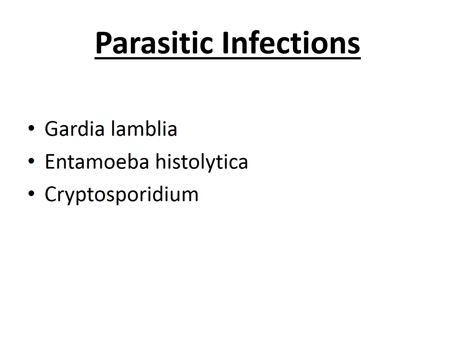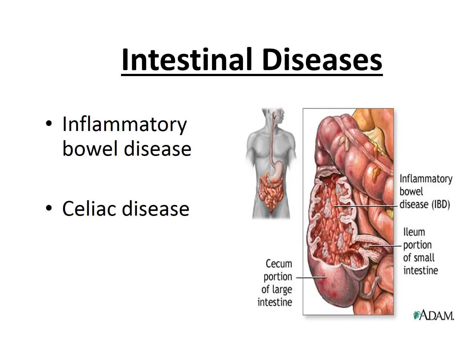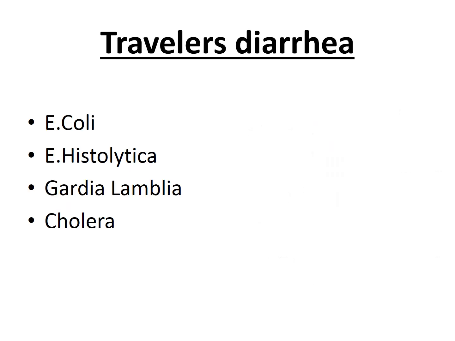Parasites causing diarrhea are Giardia lamblia, Entamoeba histolytica, and Cryptosporidium. Some medicines can also cause diarrhea, for example, antibiotics and magnesium-containing antacids. Intestinal diseases like celiac disease and inflammatory bowel disease, also known as IBD, which includes ulcerative colitis and Crohn's disease, are all causes of diarrhea. Escherichia coli, Entamoeba histolytica, Giardia lamblia, and cholera can cause diarrhea in travelers.